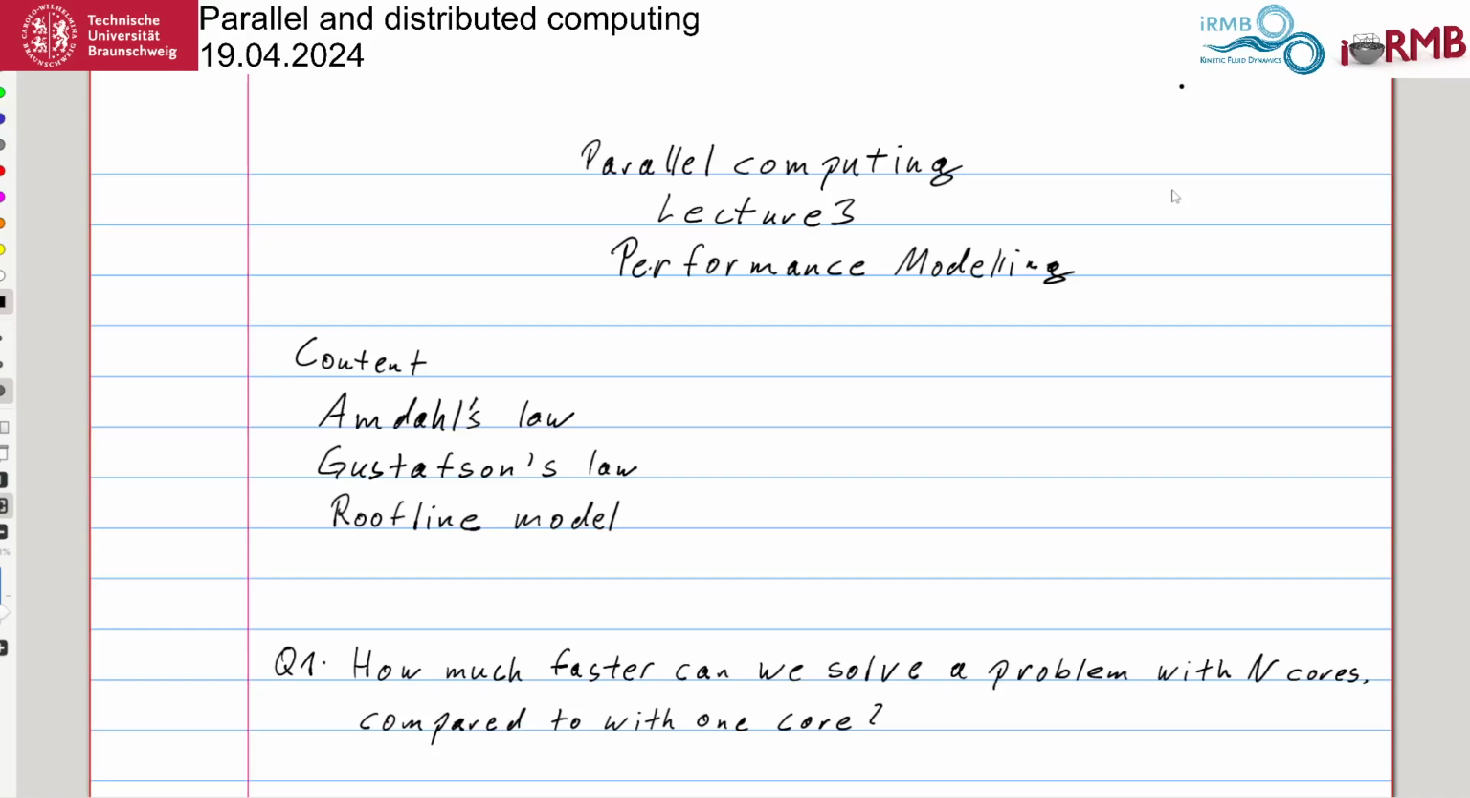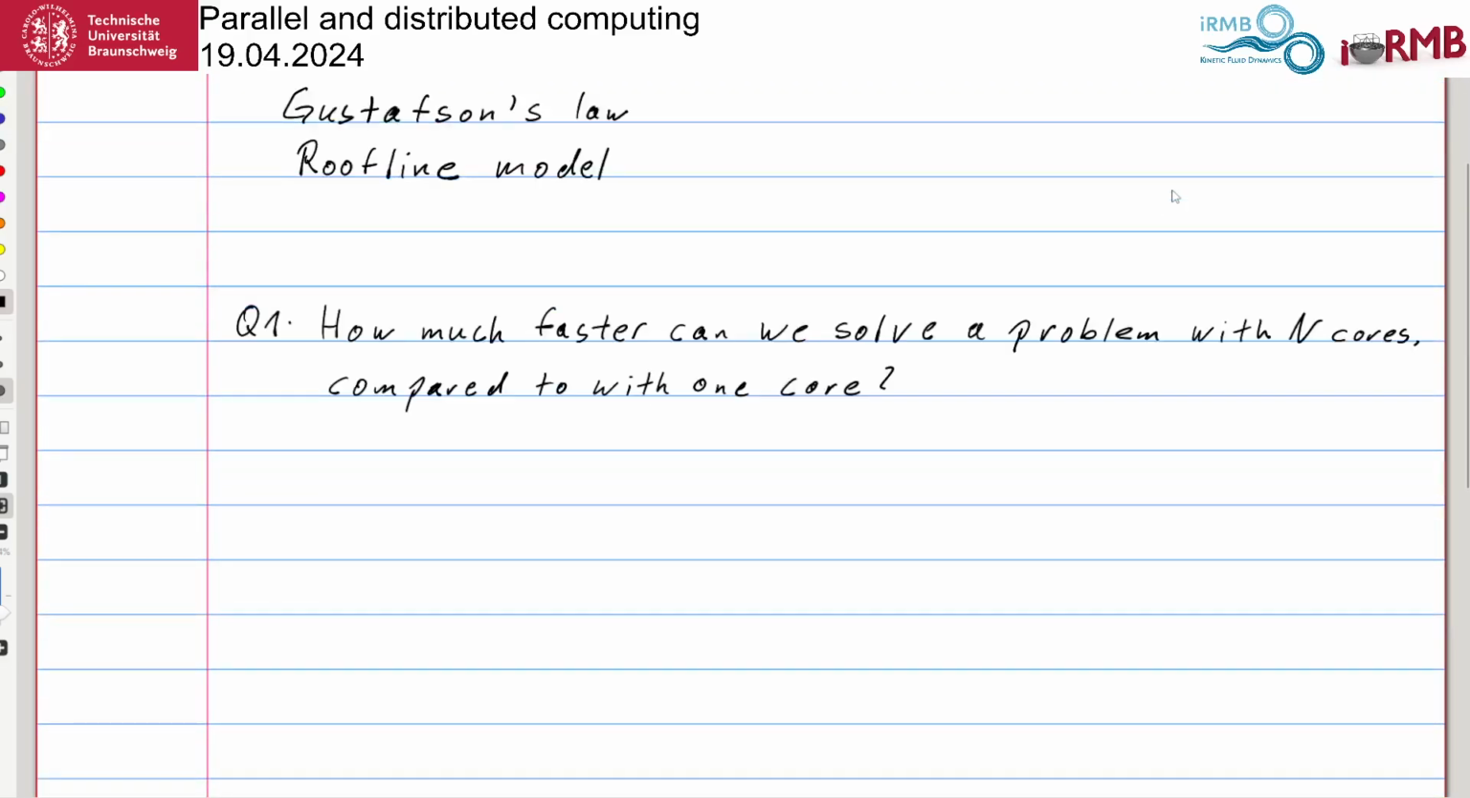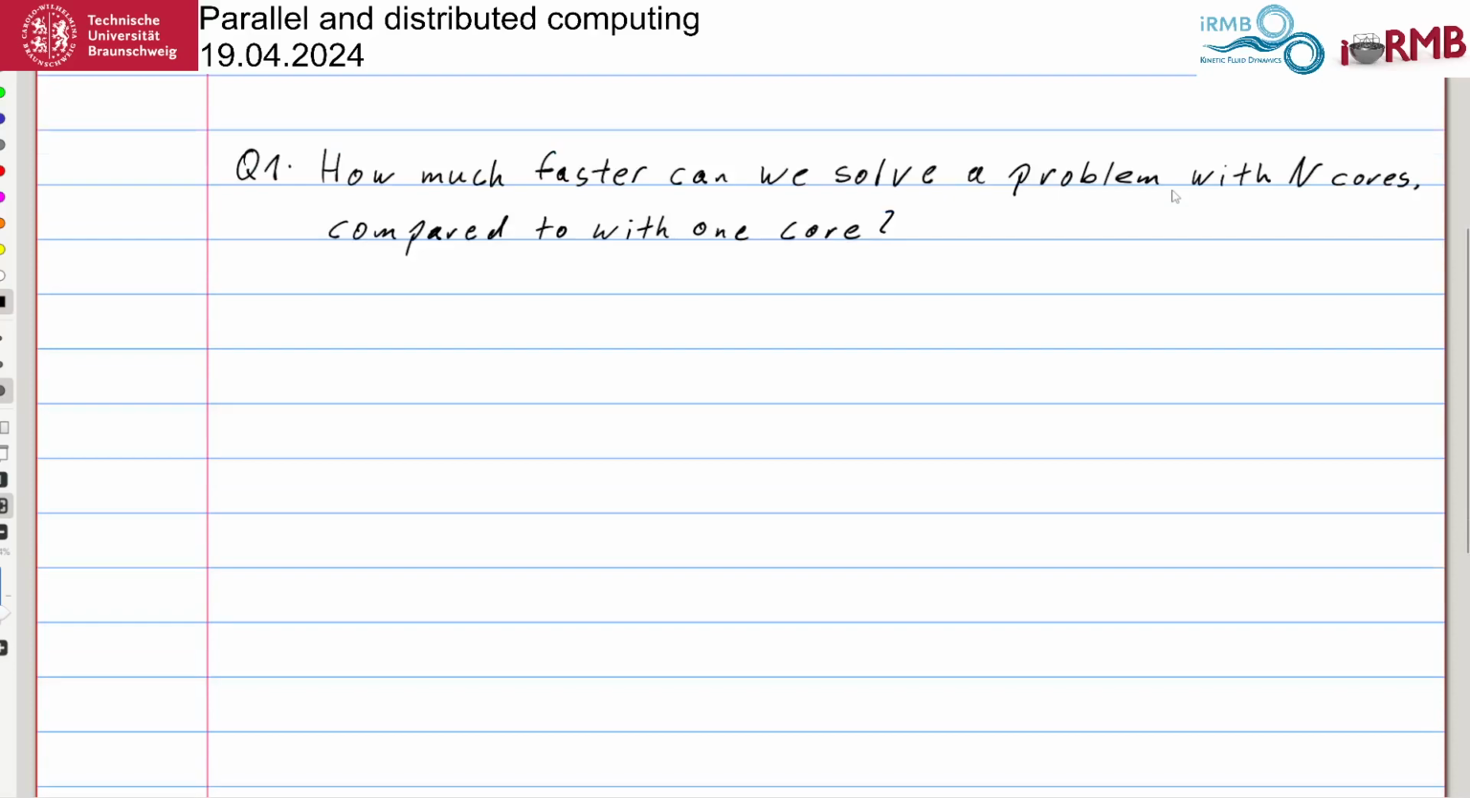Okay, we start with returning to the question that last week we've already introduced: how much faster can we solve a problem with n cores compared to one core. So this is, of course, one of the central questions that we want to address in parallel programming. We take more cores, or more compute nodes, or more entities that do work, and how much faster will the work progress.